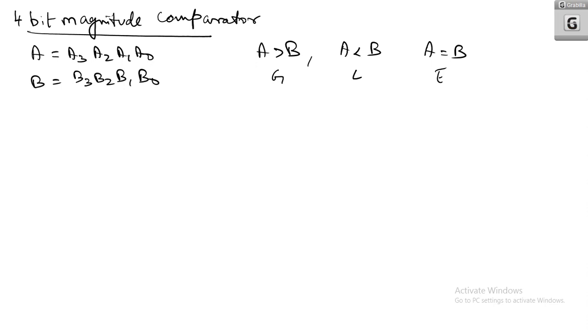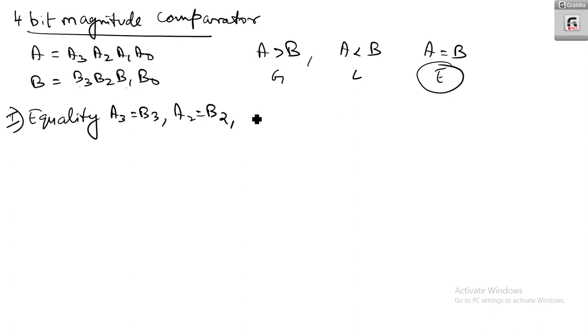So first of all, I will write the equality expression. For equality, what should be the condition? A3 should be equal to B3, A2 should be equal to B2, A1 should be equal to B1, and A0 should be equal to B0.